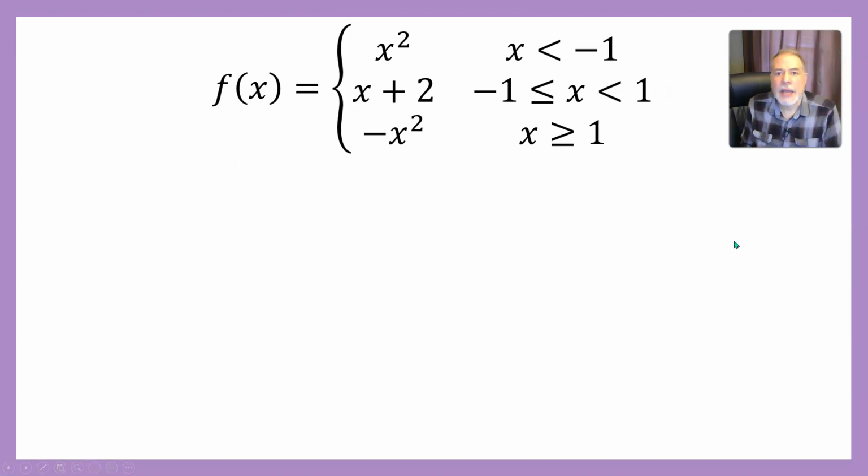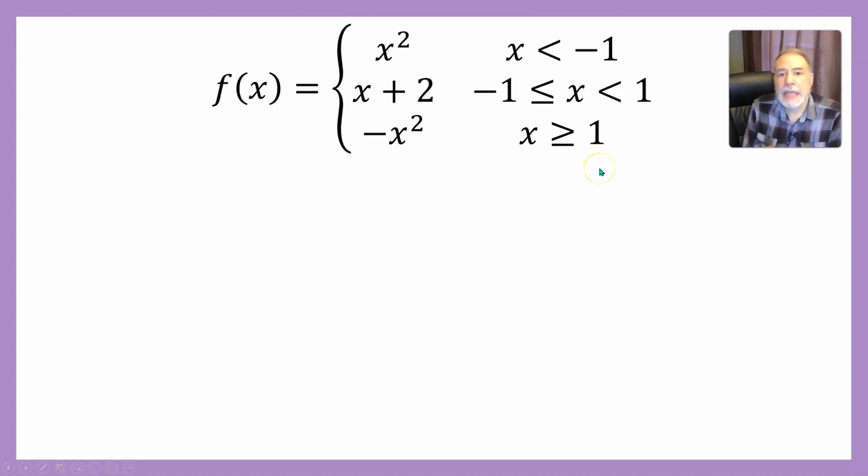What about this one? Now this is a piecewise defined function. It's defined in 3 separate pieces. What it does to x depends on what kind of number x is. So f of x gives you x squared if x is less than -1. It gives you x plus 2 if the number you put in for x is greater than or equal to -1 but less than 1. And it gives you -x squared, remember that's negative x times x, if x is greater than or equal to 1.